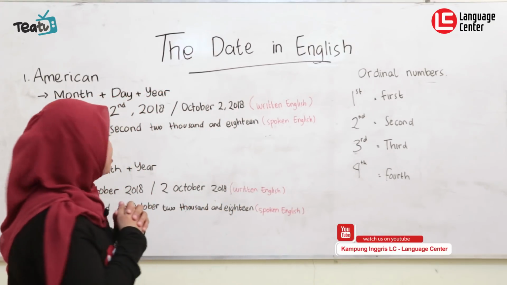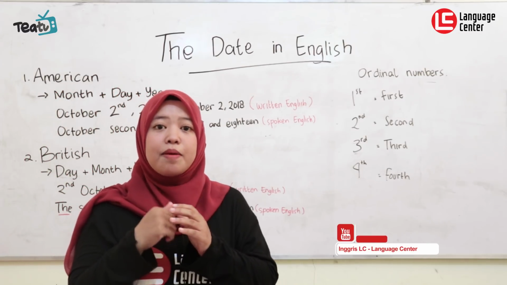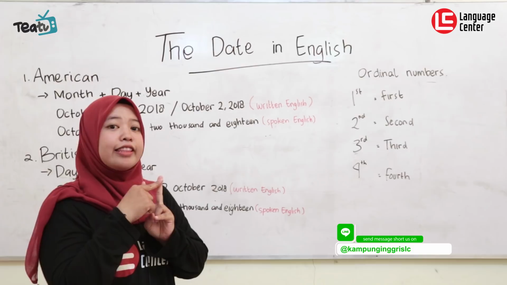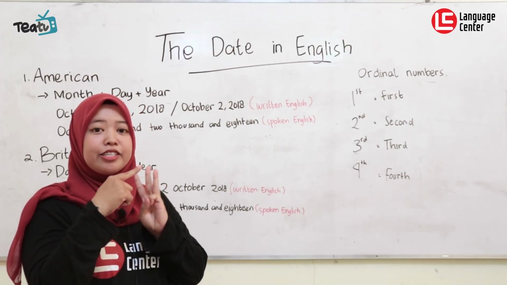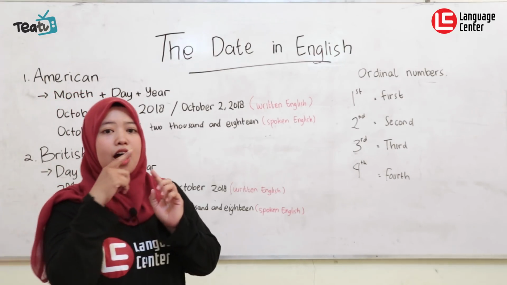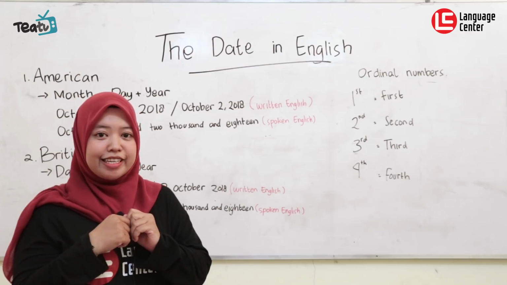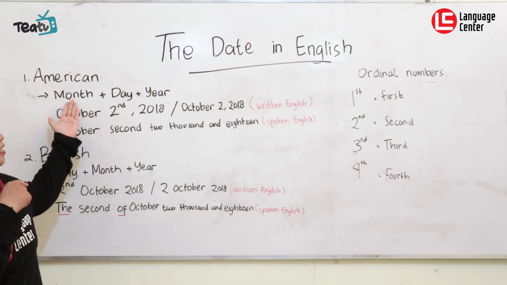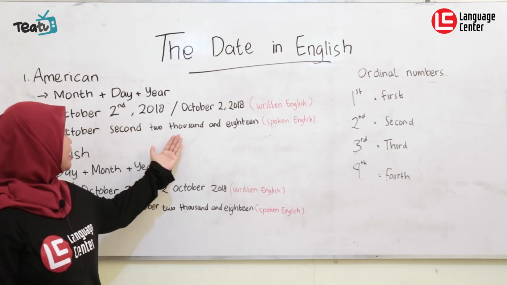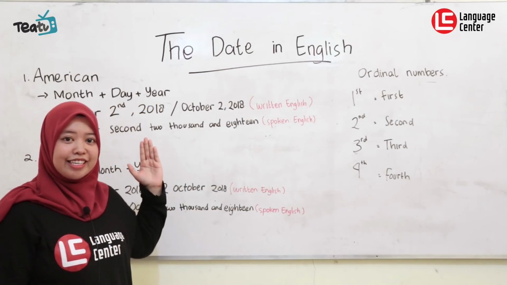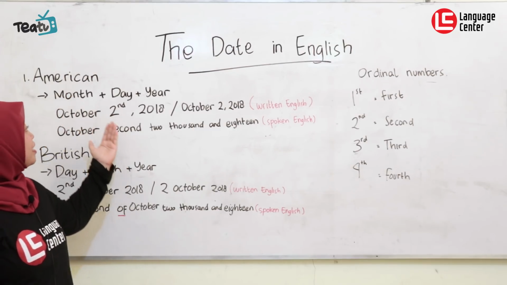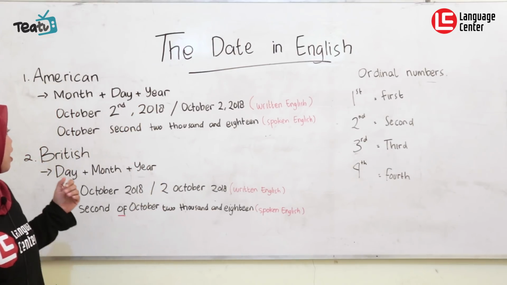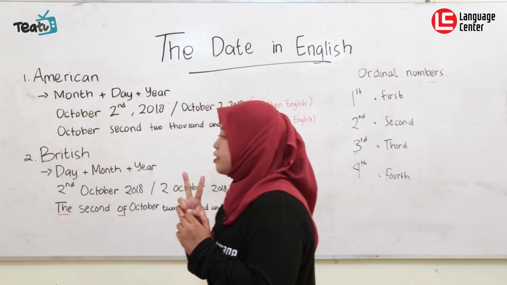If you want to say the date in the American way, the pattern is month first, and then the day, and then the year. For example, October 2, 2018. October is the month, and 2 is the day, and 2018 is the year. Have you got it?